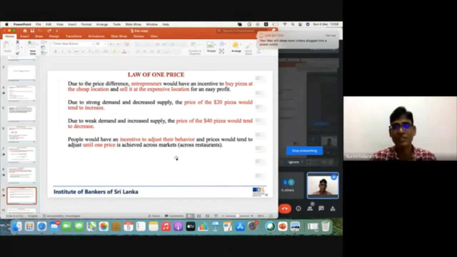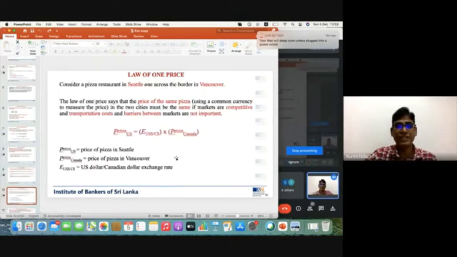Because of this online development, you are very close to this law of one price. You will calculate and see which one is cheaper, so local dealers cannot do much about that. Ultimately, you would settle at one price. Even if there are different prices, after some time you will reach one price. This is called the law of one price and how that works. It's very difficult to have two different prices.